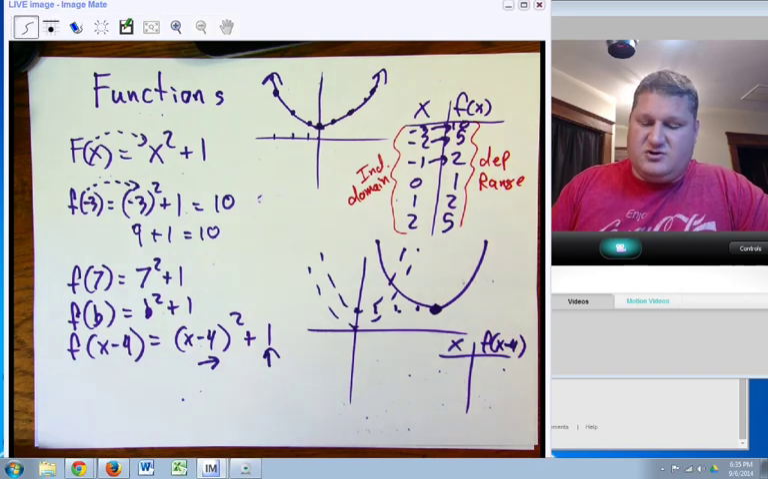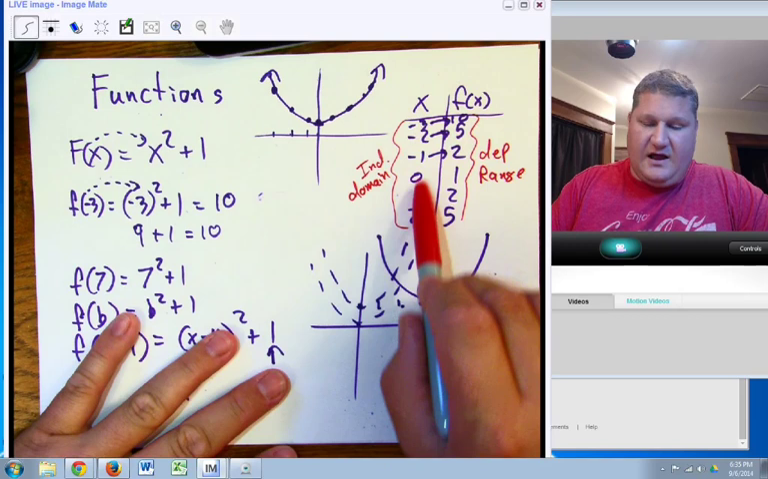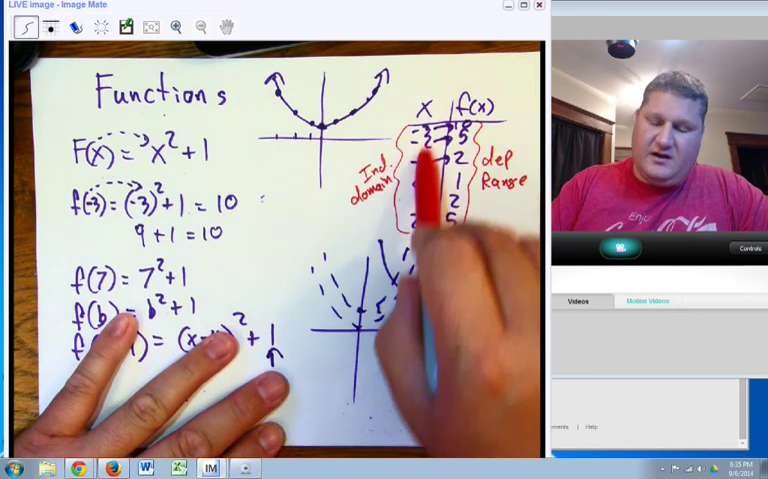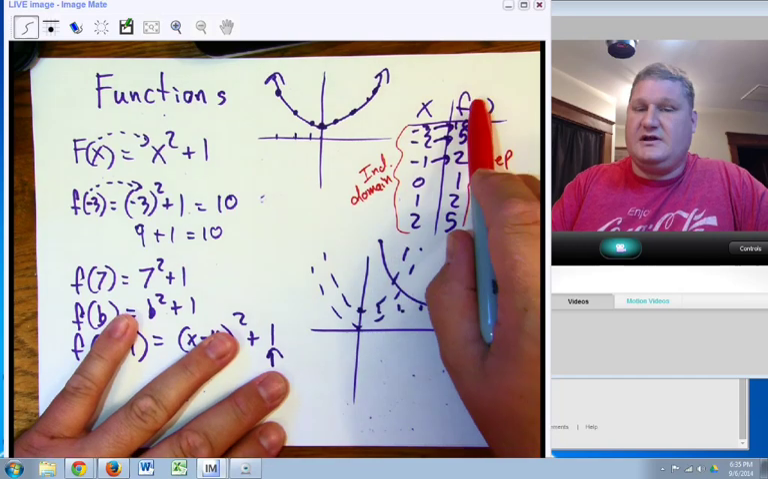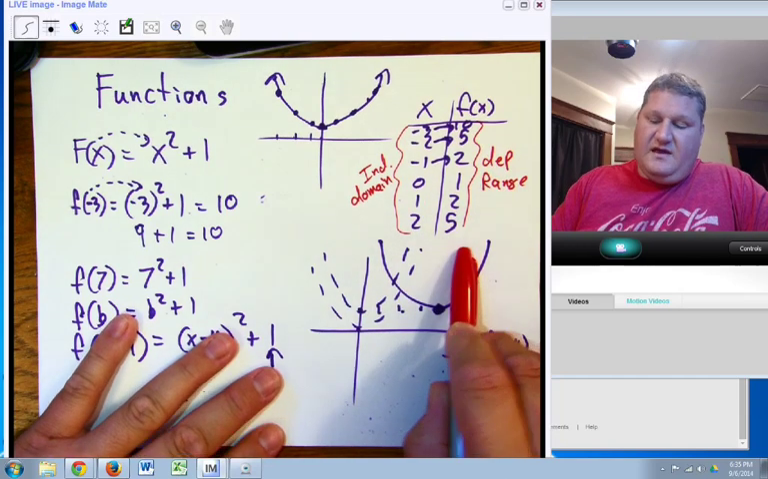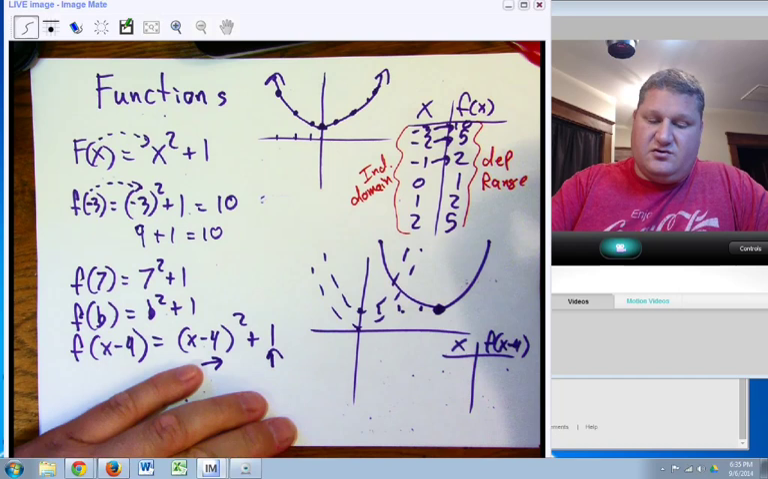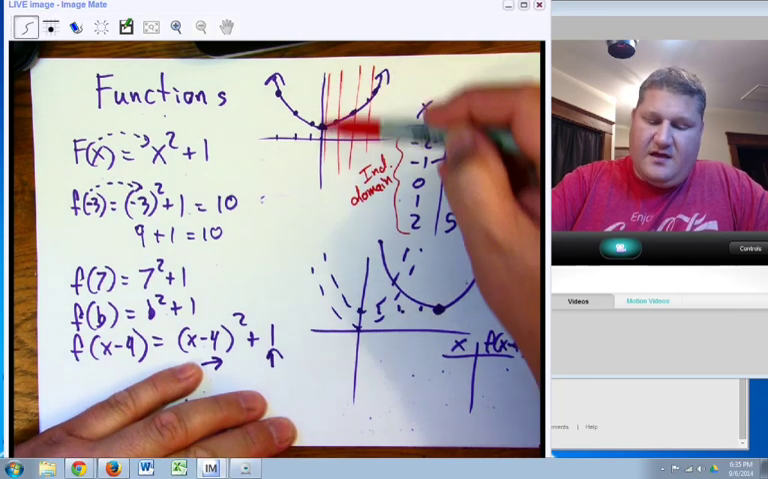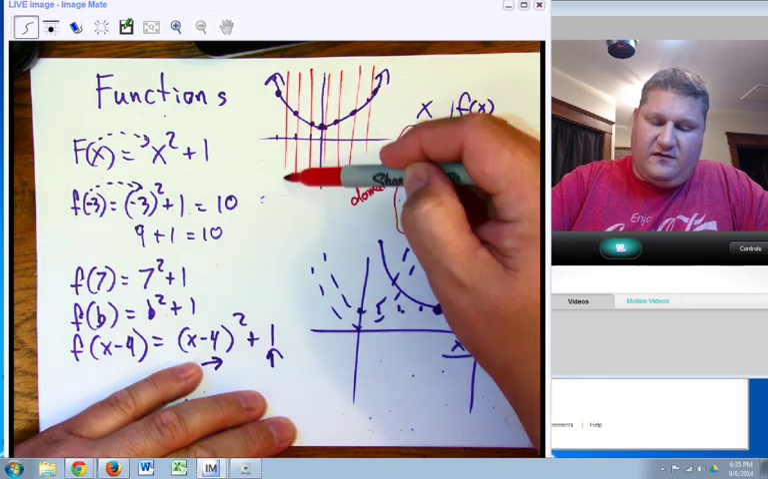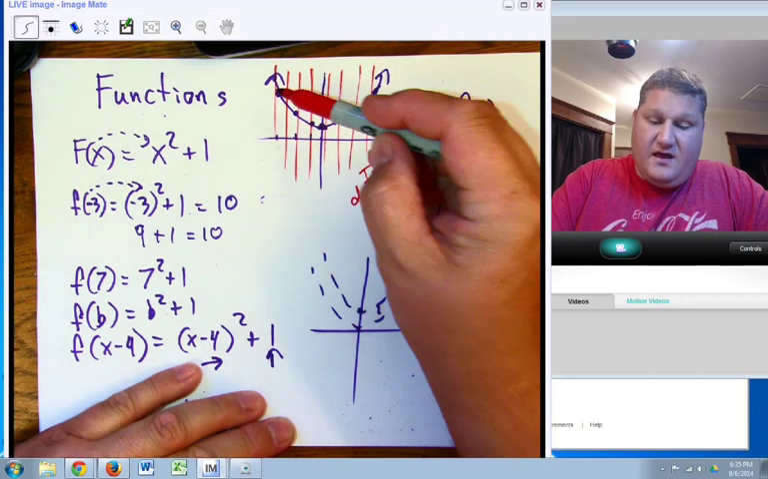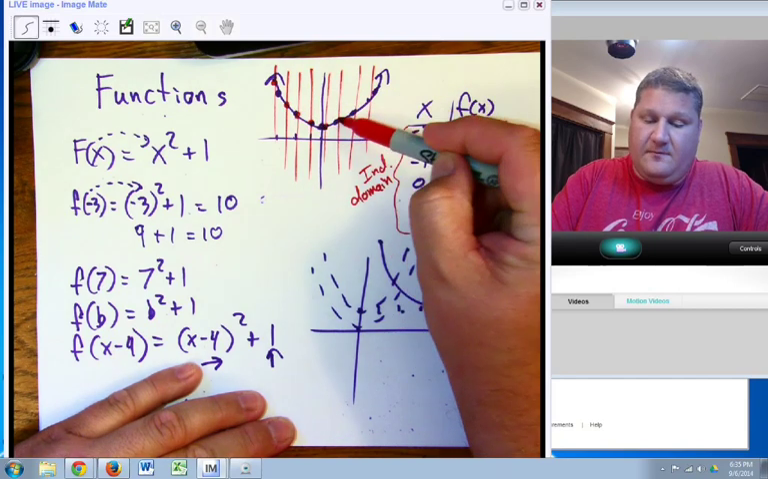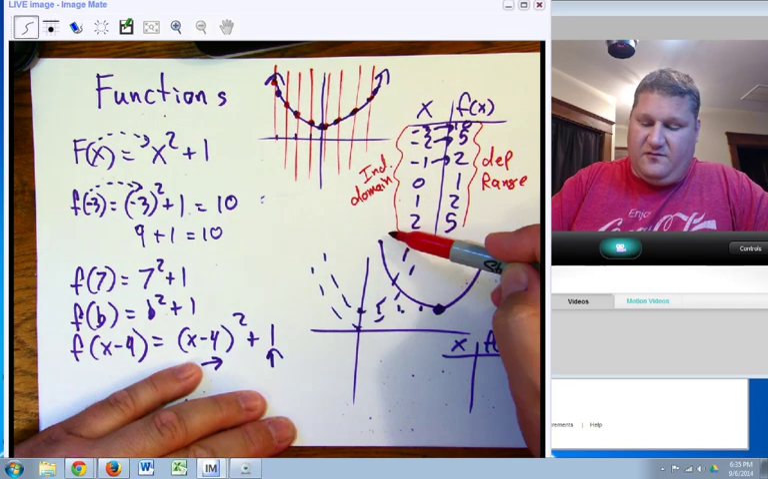Now, another way we can tell that something is a function besides the fact that for every element of the domain there is one and only one element of the range, or for every independent variable there is one and only one dependent variable, is graphically we can use a test. If we use the vertical line test, I can draw vertical lines anywhere in that function, and if they only cross the graph in one spot, the graph remains a function.